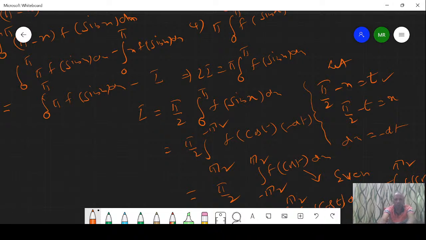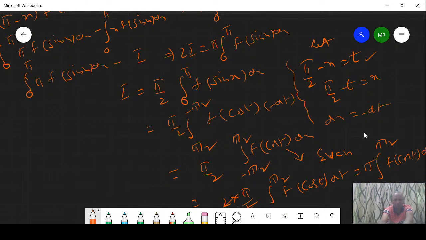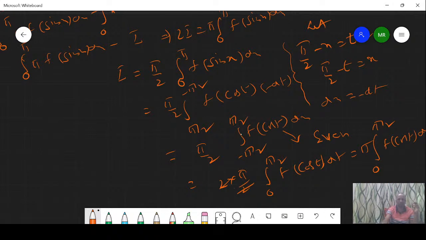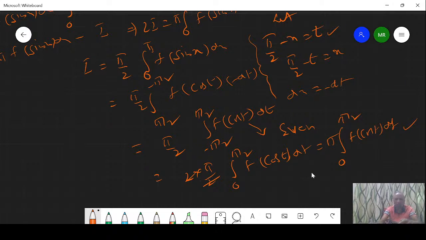Finally you will get pi into integral from 0 to pi by 2. After simplification, since it is an even function, I can write the limits as minus pi by 2 to pi by 2 of f of cos t dt. This is cos t dt, not dx. Since it is an even function, I get 2 into pi by 2 into integral 0 to pi by 2 of f of cos t dt. The 2 gets cancelled, and you get pi into integral 0 to pi by 2 of f of cos t dt. So this is the required answer.